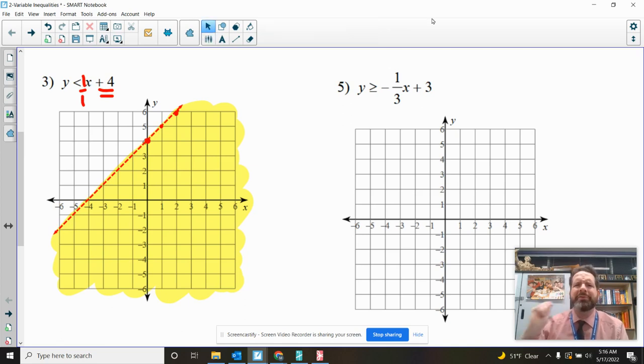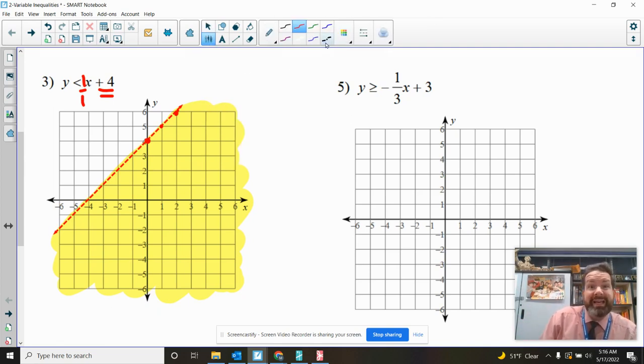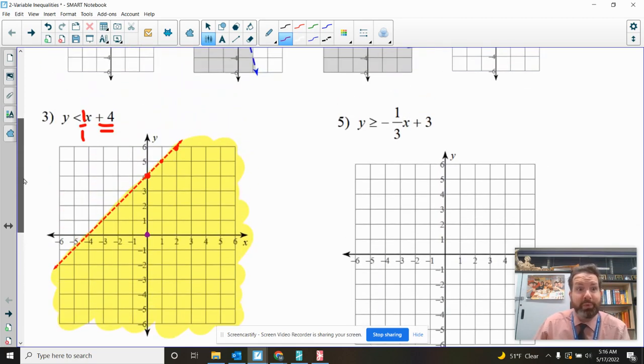But how about this? What if you're not super confident that you're going to be able to pick the right direction? Then pick some test points. We're going to do that anyway as a way to check our answers. So first, I recommend choosing 0, 0 as your test point because it's the easiest one to work with.